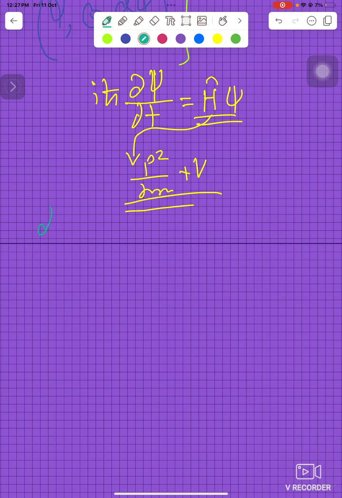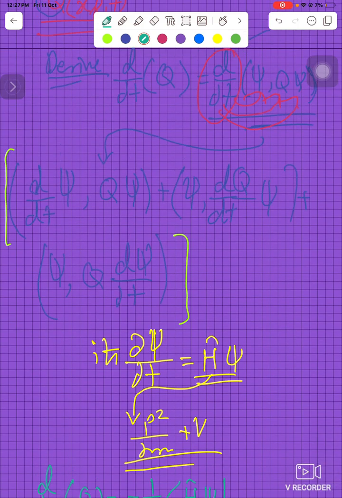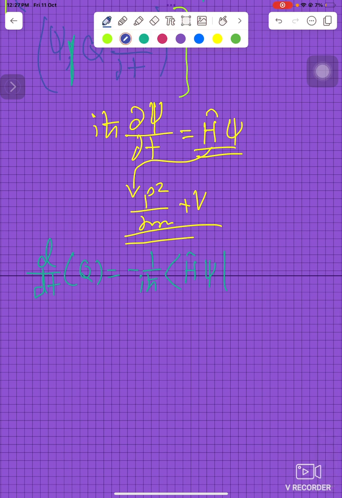So we can write d/dt of the expectation value of Q as minus 1 over i ħ times the Hamiltonian acting on the wave function. Did I put lines here? Oh, I put a comma, not lines. I'm wrong, sorry. Here, this should be the correct one, yes. And Q, sorry, plus 1 over i ħ.